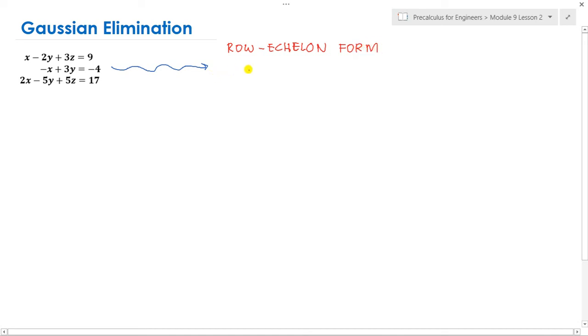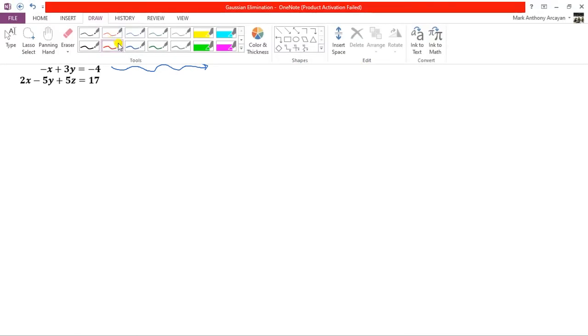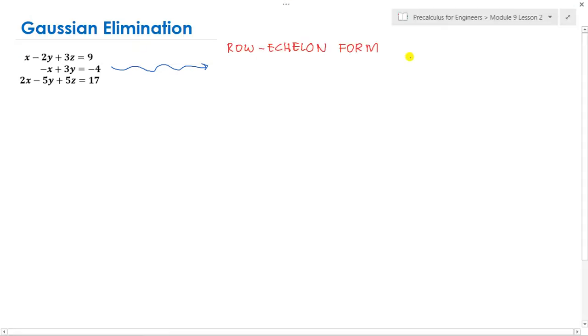Og ang porma aning row echelon form is an inverted staircase. Diba normally atong staircase is pasaka, naghagdan. That is the normal representation of our staircase. Whereas sa inverted, it would look like this. Inverted staircase, paubos. So meaning, ingon ani ang pattern sa atong row echelon form.